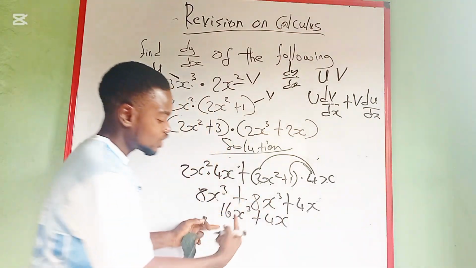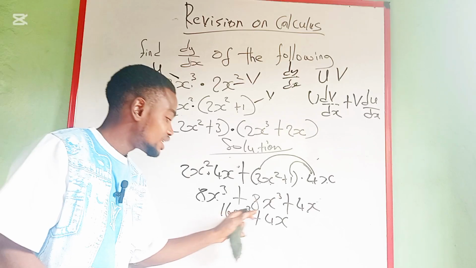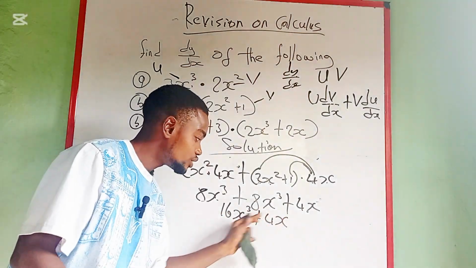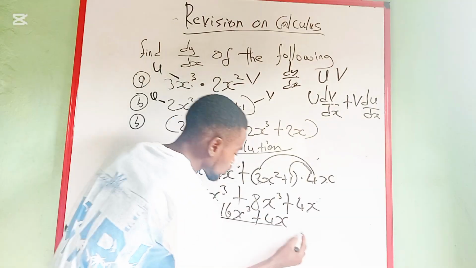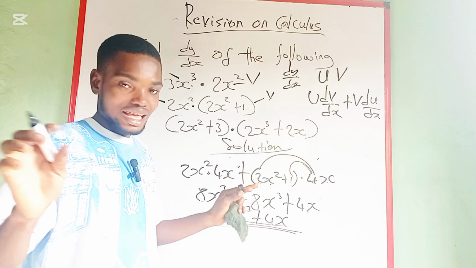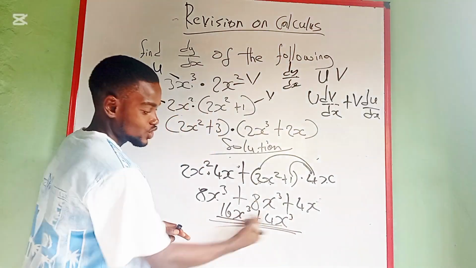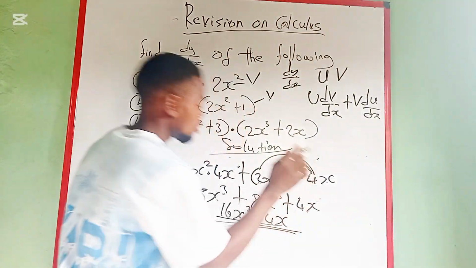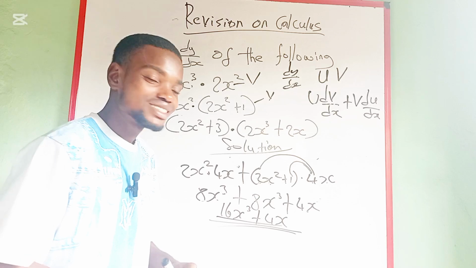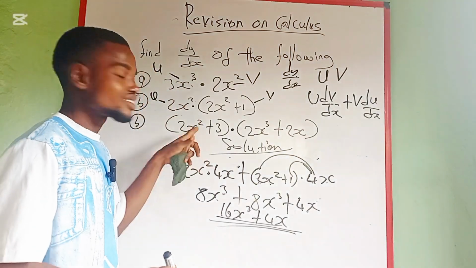Now in this case, I cannot add them together because they don't have the same power of s. So this now becomes our final answer. But if this one was 3, I'd just add it together just like I did before. So this becomes our final answer. Hope you understand. Now can you solve this other one?